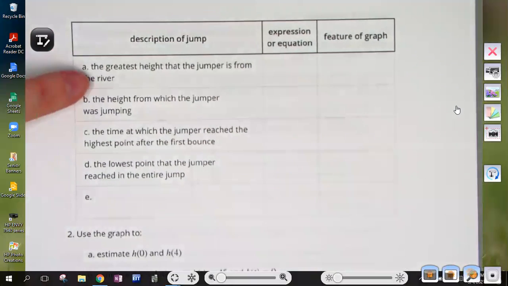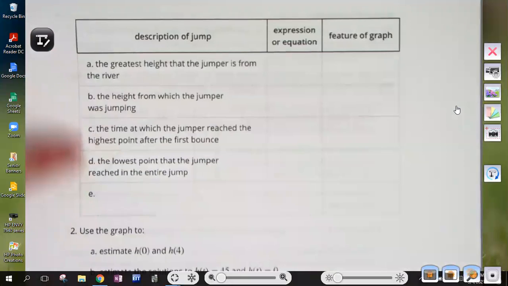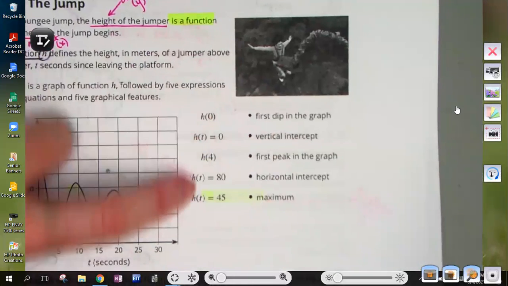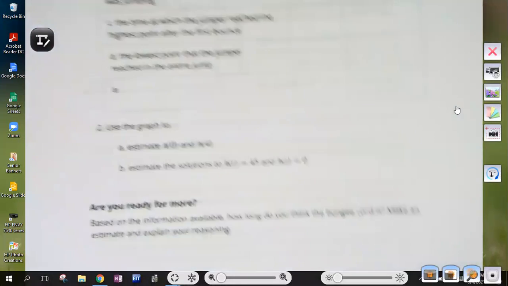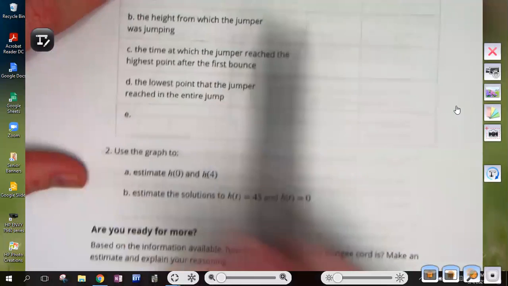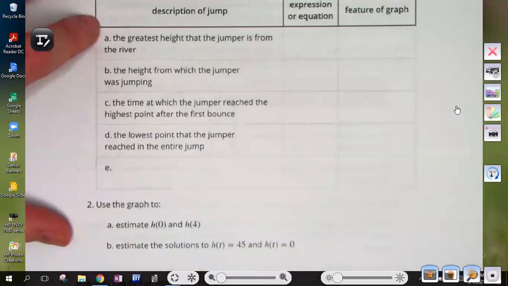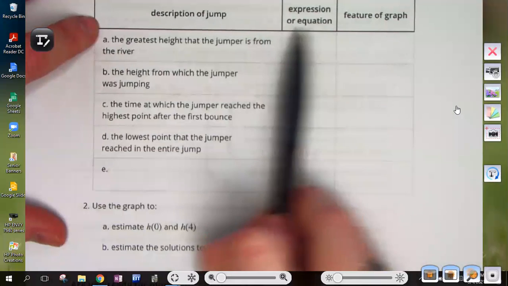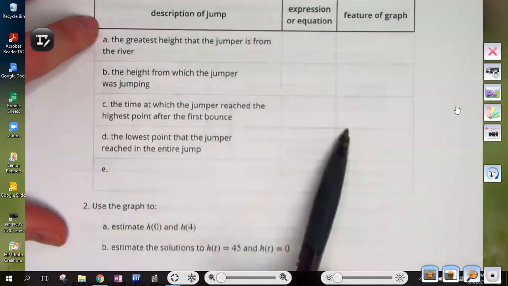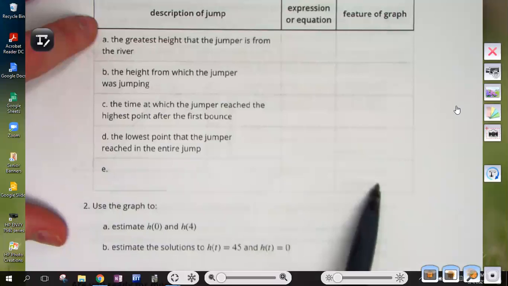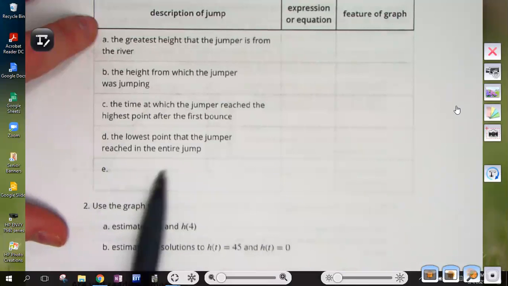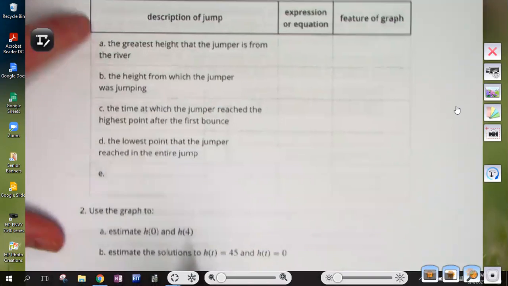So they've got these 4 descriptions, but there are 5 points here, right? Okay, so you have to match those 5 notations and equations here, and then whichever one is not mentioned, you need to add them down here and then come up with your own description of that point. Does that make sense? So let's do the first one together.